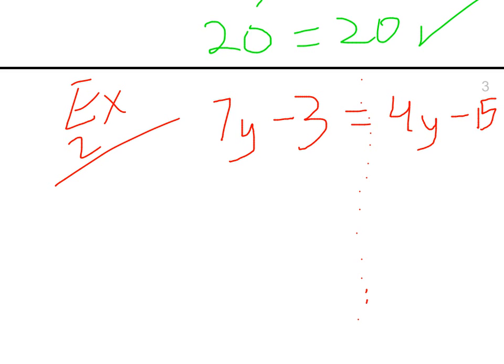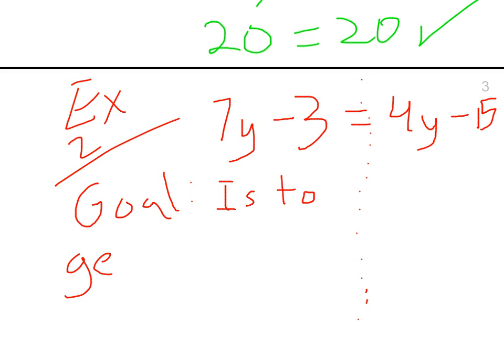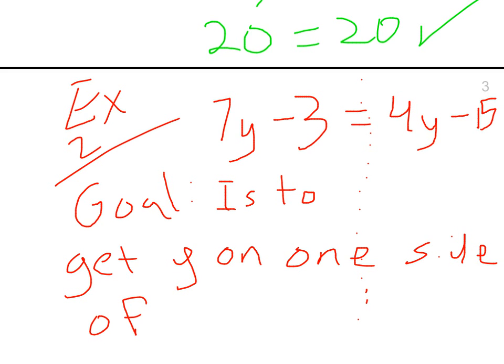So our goal, let's write down our goal. Our goal is to pass this class. No, our goal is to get y on one side of the equal sign.